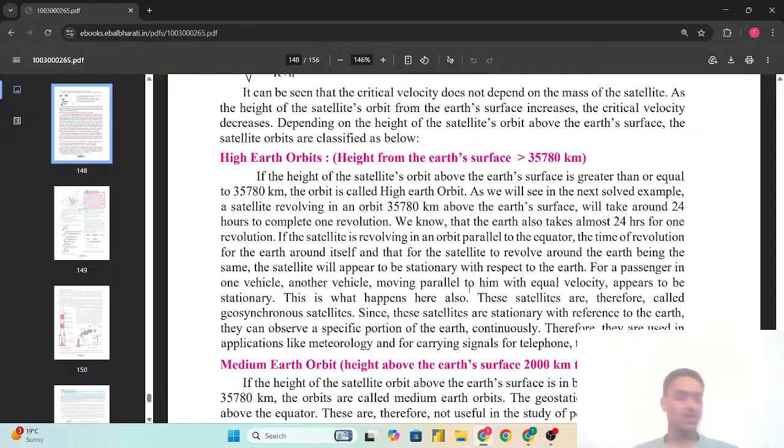So, इसी की वजह से this type of the satellites are used in applications like meteorology for carrying out the signals for the telephone, television, radio, etc.